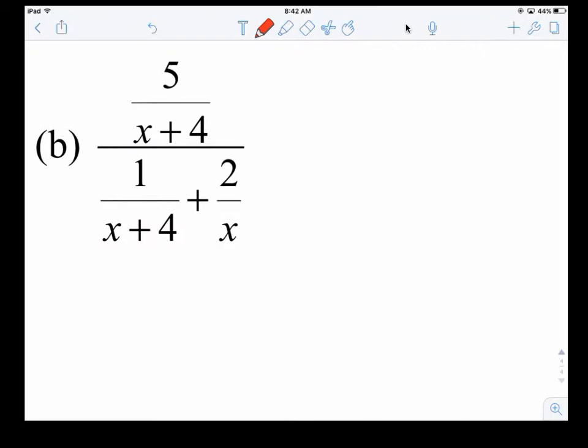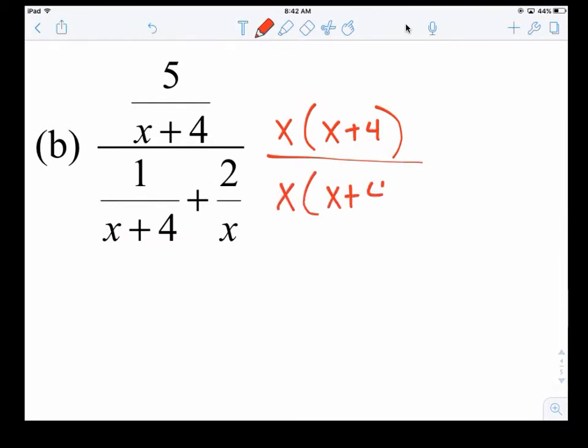All right. What would my common denominator be? x plus 4 and x, right? Okay, so when you do 5 over x plus 4 times x plus 4, what cancels out? x plus 4, and you're left with 5x, good.